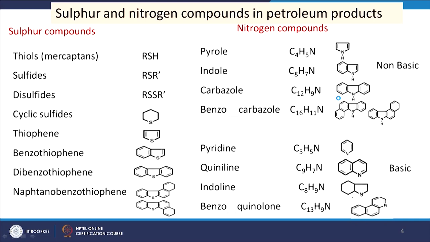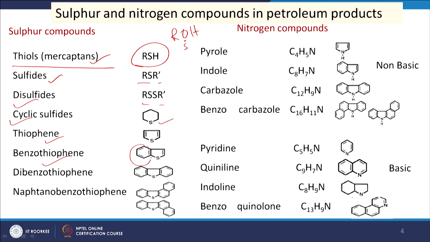It can be in inorganic form or in organic form. In the organic form, the basic compounds are thiols, RSH. In alcohols we have OH, and when this O is replaced by sulphur, it is called thiols and mercaptans. These are the major compounds present in petroleum crude. Then there are sulphides, RSR, with two alkyl groups on sulphur, or disulphides, RSSR, and cyclic sulphides as shown here, and then thiophene and benzothiophene, where a benzene ring is available with the thiophene, then dibenzothiophene, this is the structure, and naphthobenzothiophene. These are the molecular structures of the compounds normally present in petroleum crude.